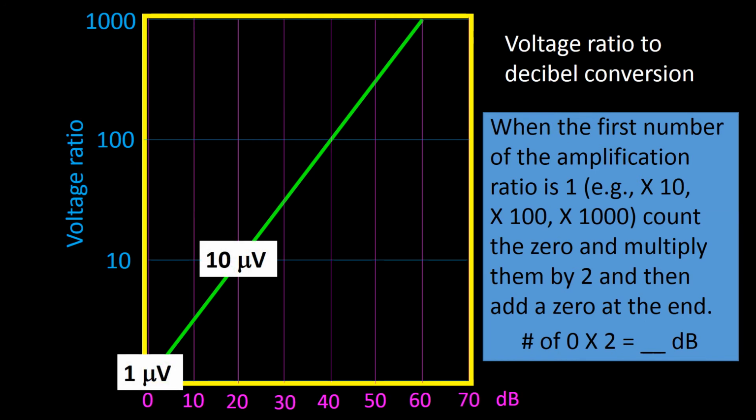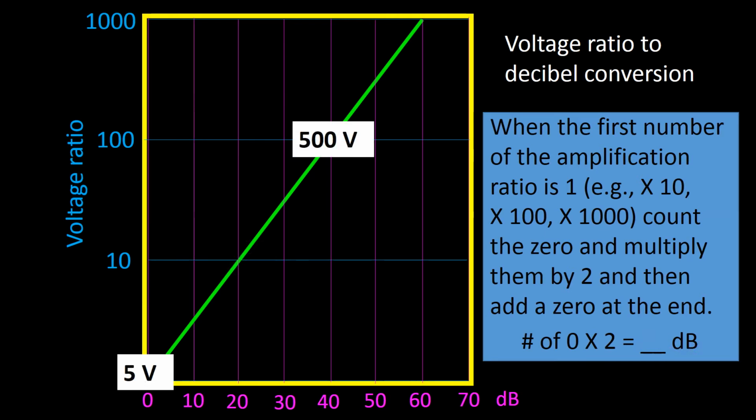So when going from 1 microvolt to 10 microvolts, you have 1 0. So multiply the 1 by 2 and add a 0 at the end. And as you can see, the answer is 20 dB. I will give you another example.